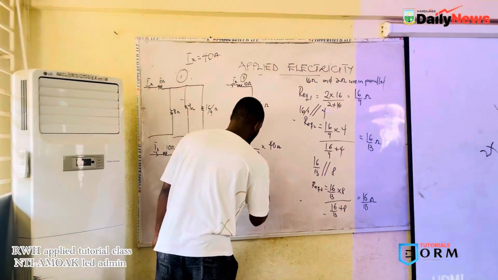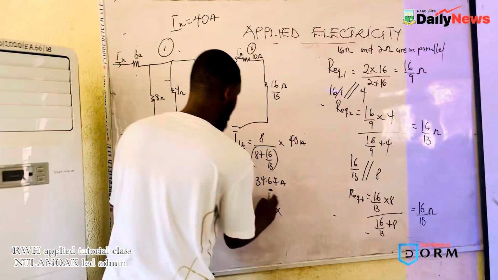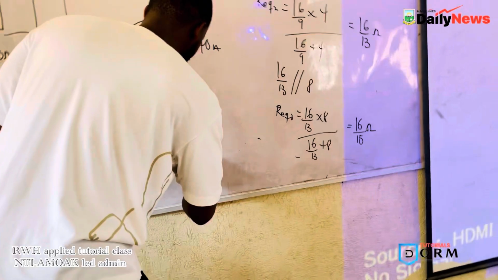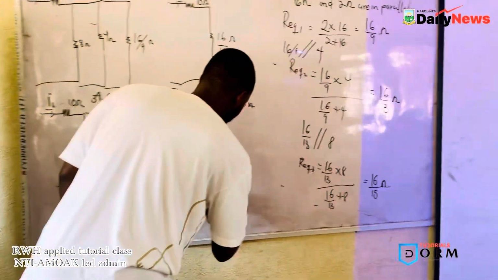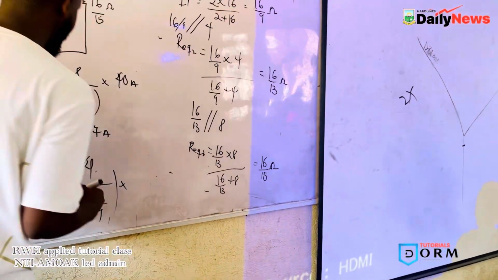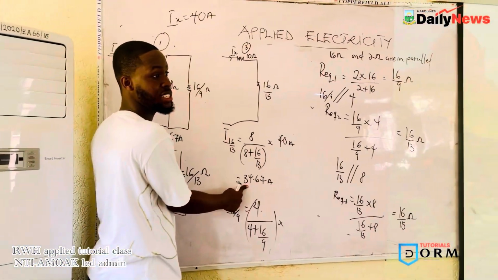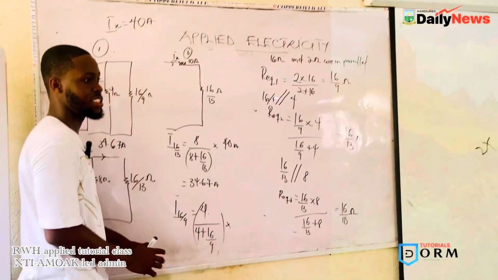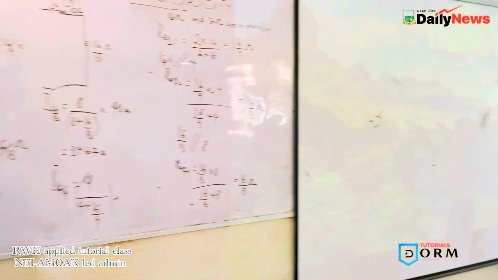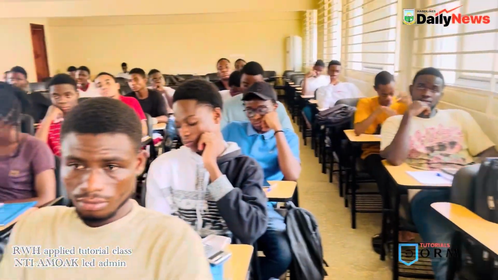I'm going to pick the 4, the 4 all over 4 plus 16 over 9 times the total current. Now the total current will be the 40, will be the 34.67. Hope you all get it. Because the 34.67 is going to get divided at this point. Now I'm going to get 34.67 amperes. What are you getting?